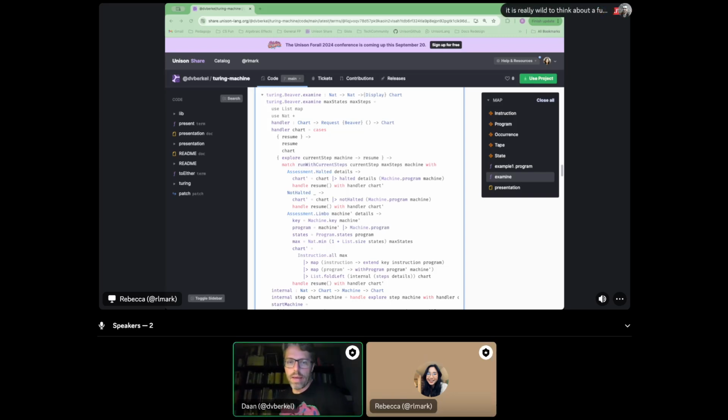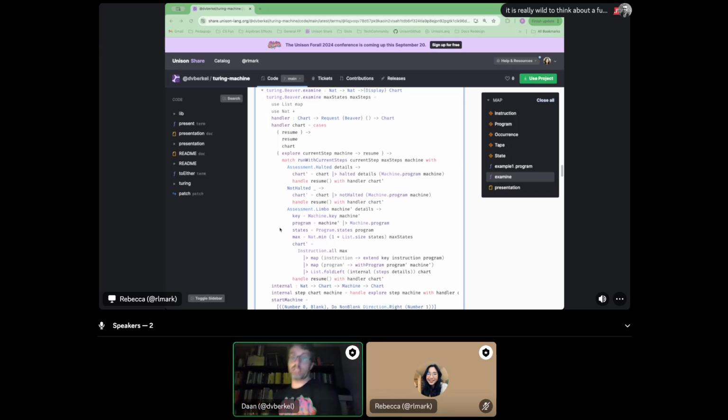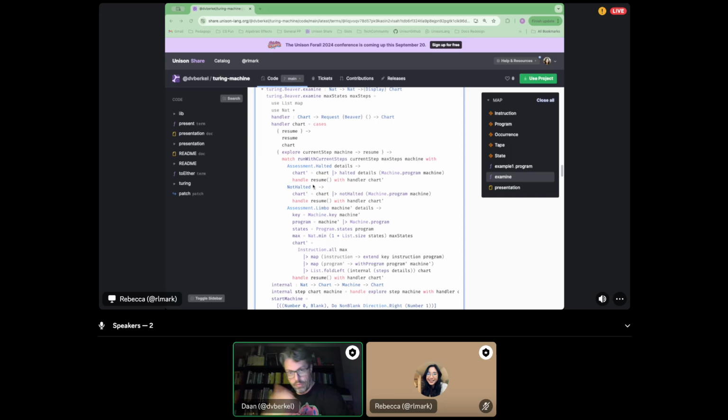Okay, great. So basically, what I'm doing here is creating a handler for the explore ability. The explore ability does nothing more than say, I want to explore this machine, and this machine has run already for a number of steps. So as you implement the ability handler, you have to say what you have to do with a piece of continued code that doesn't have the ability anymore, and when it does.